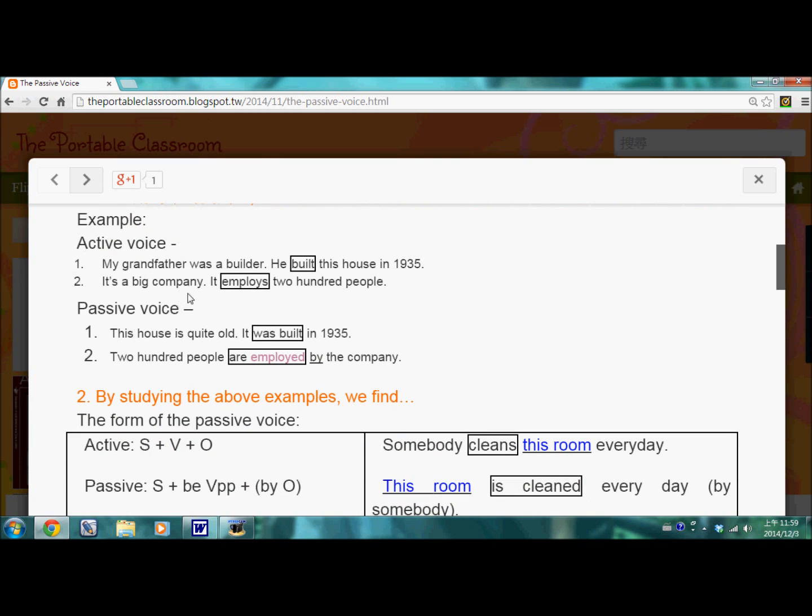Active voice: my grandfather was a builder. He built this house in 1935. Passive voice: this house is quite old. It was built. You can see that we want to know what happened to the house in 1935. Second sentence for the active voice: it is a big company. It employs 200 people. It means the company. The company employs 200 people. And if we want to rewrite the sentence in passive voice, we move the 200 people to the front because we want to know what happens to these 200 people. So passive voice: 200 people are employed by the company.